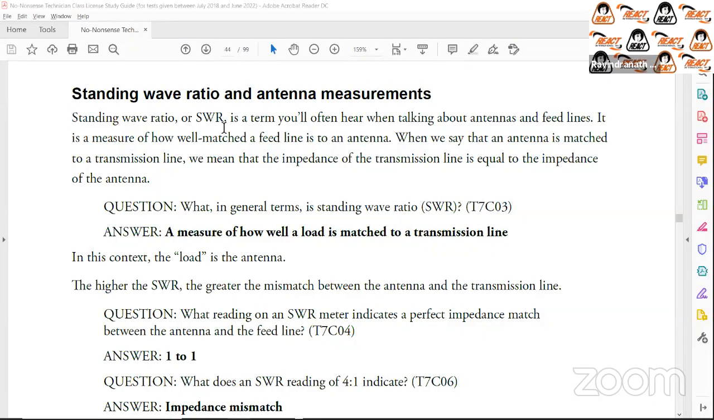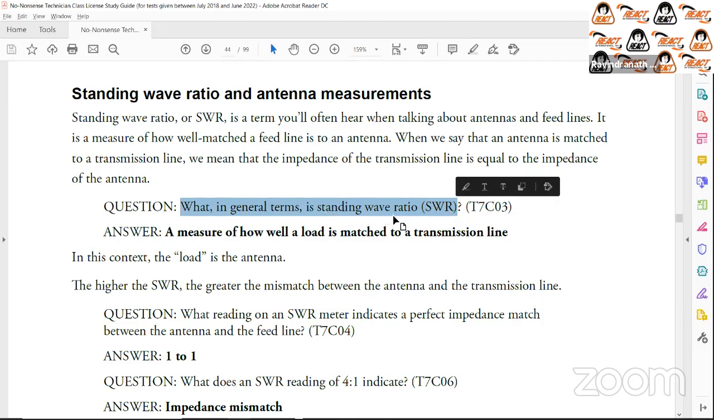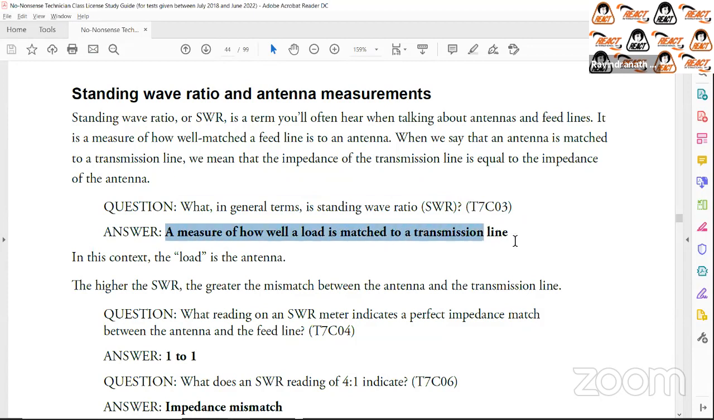So we talked about SWR, or standing wave ratio. Hams talk about SWR all of the time. You want to have a low SWR. Remember, we say hams are good matchmakers. Well, SWR is a measure of how well matched the feed line is to an antenna. We discussed that, right? Question in the question pool: what, in general terms, is standing wave ratio? We just said it. It's a measure of how well a load is matched to a transmission line. And they say here that a load, for intents and purposes, is the antenna.